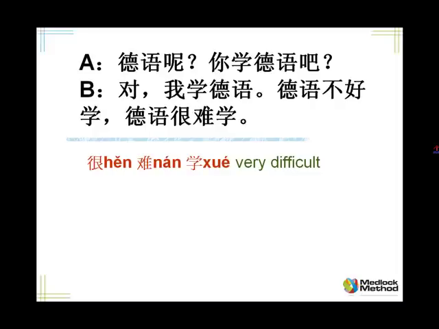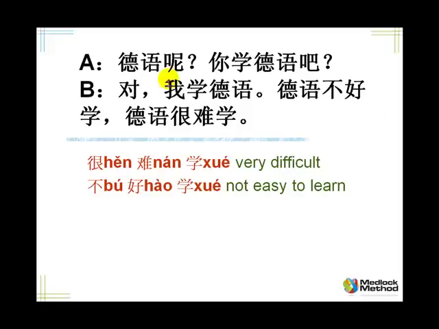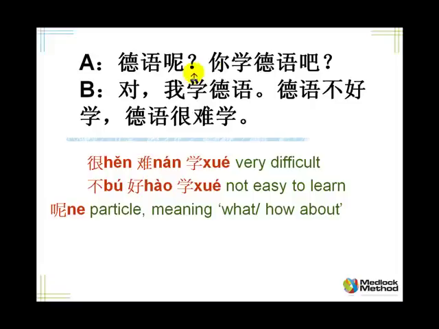Okay, 很难学, difficult, very difficult to learn. And not easy to learn: 好学 is easy to learn, and of course, not easy will be 不好学。 Remember 呢？ A sort of, and? How about? 呢 is a particle meaning what about, how about? So how about German?